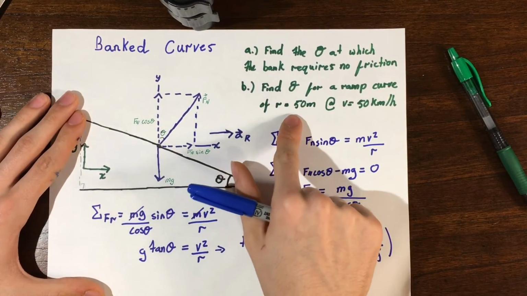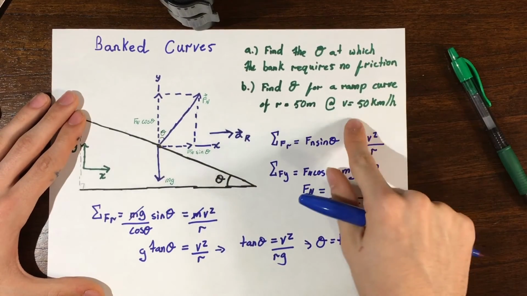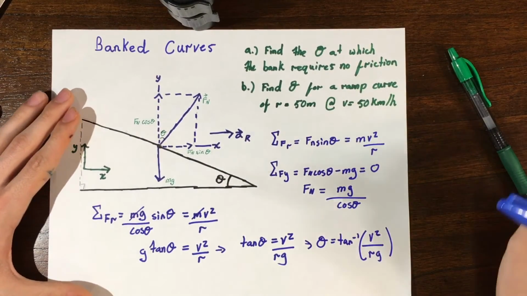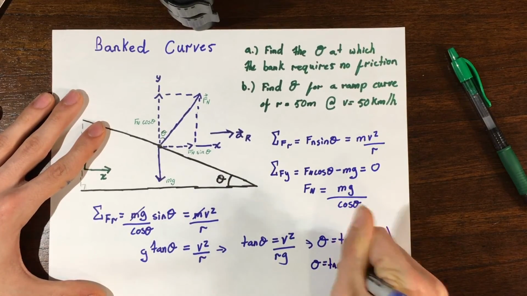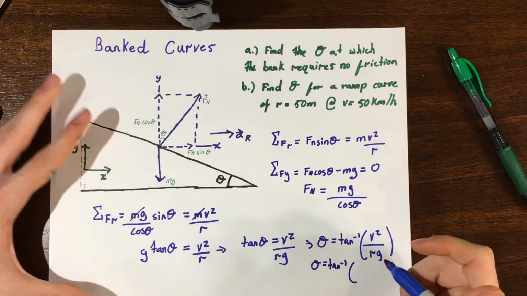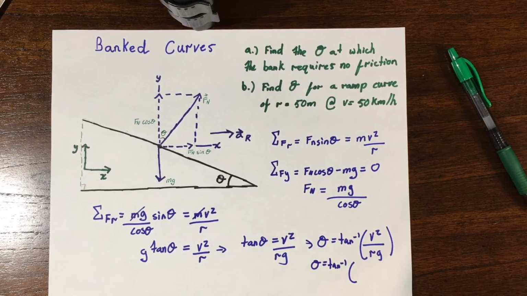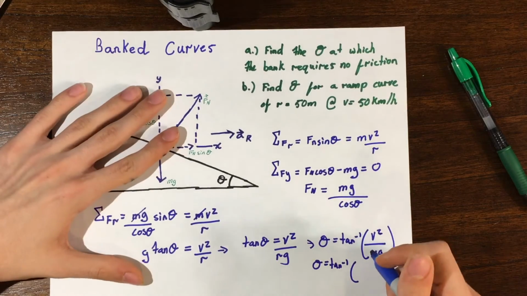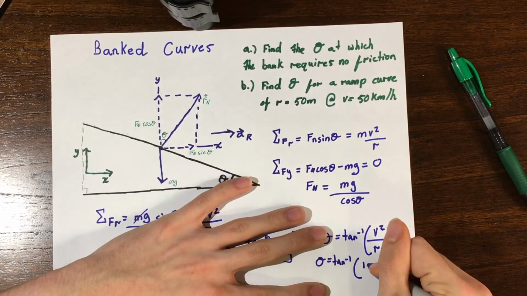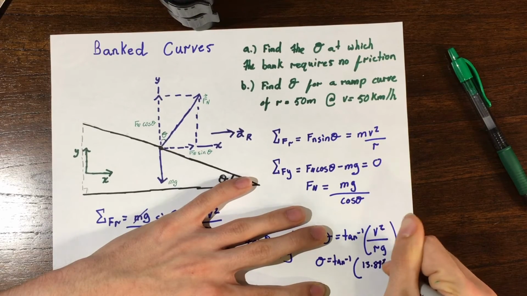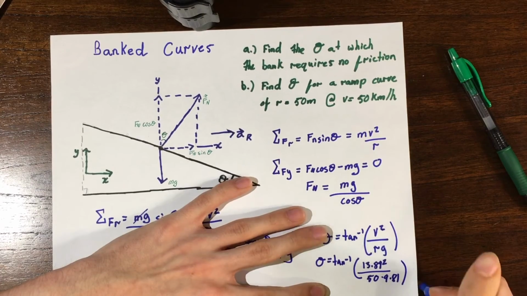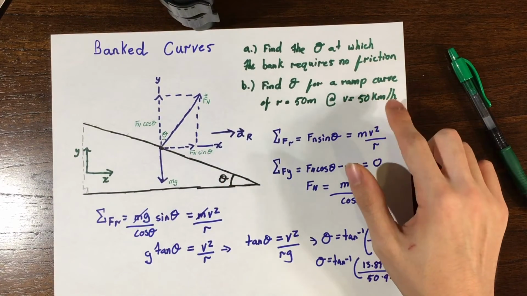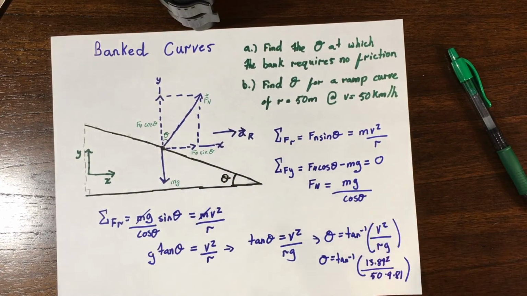And our radius is given as 50 meters and our velocity at 50 kilometers an hour. So we can write that as theta equals tan inverse of v squared, where v would be 50 divided by 3.6. So you get 13.89 meters per second, squared, over 50 times 9.81. And whenever you're going from kilometers per hour to meters per second, a really easy and helpful tip is just divide by 3.6.